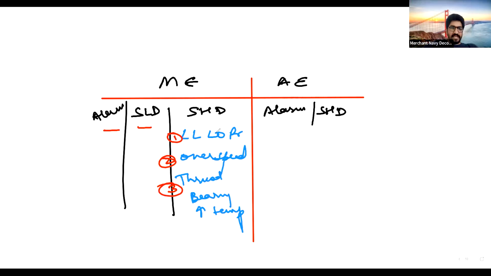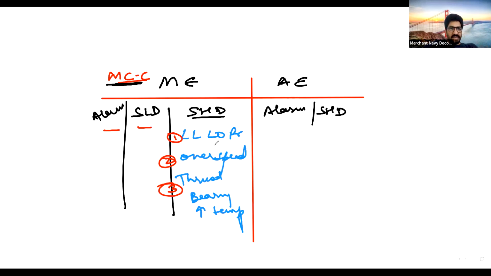Thrust bearing is to take the thrust of the propeller. This is the one thing that moves the ship forward. Thrust bearing, axial thrust bearing. It takes the axial thrust of the shaft. I'm talking about MC engine here or MCC engine, conventional engines that used to be there, not electronic, because in electronic engines there are a few more safety shutdowns. So these are the safety shutdowns.